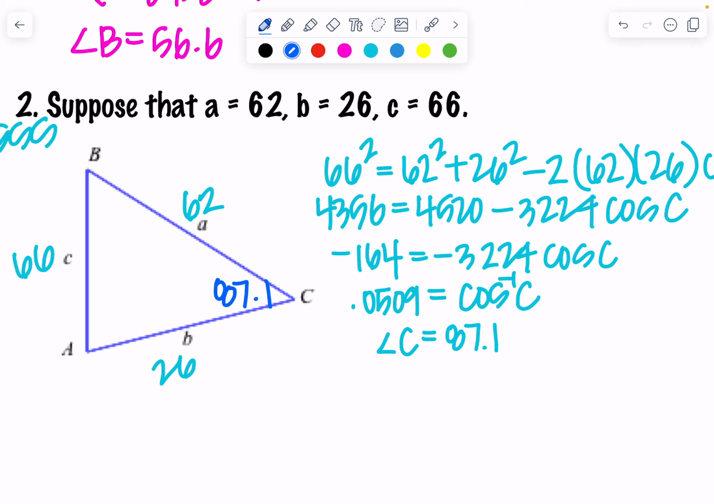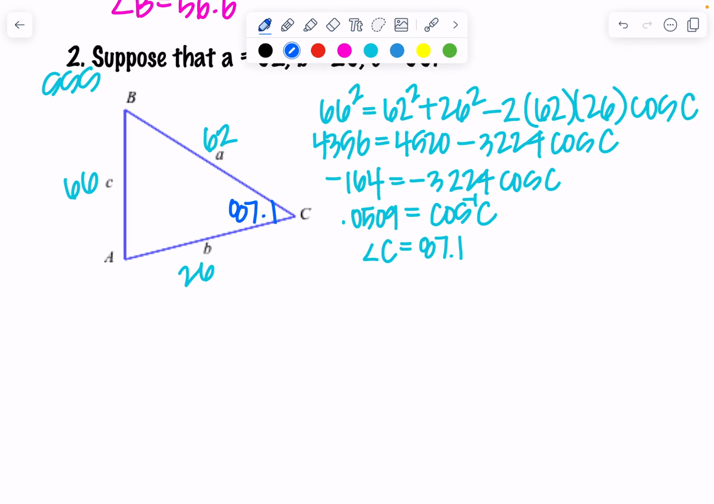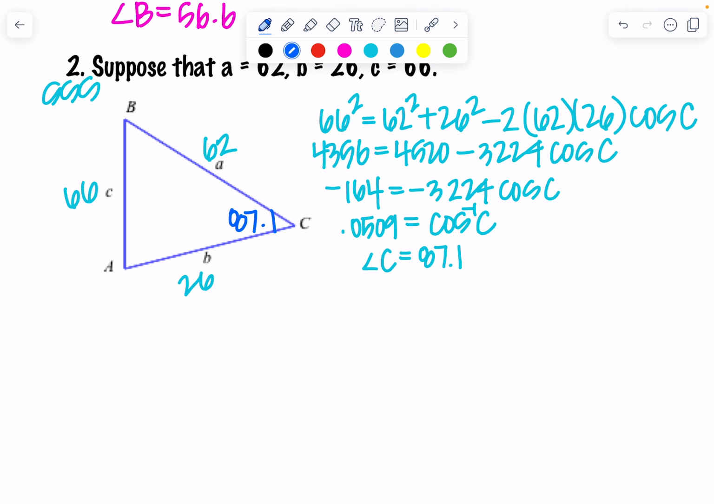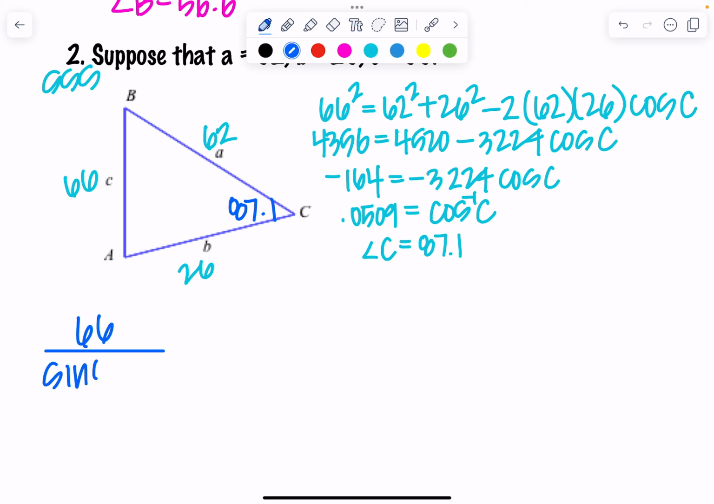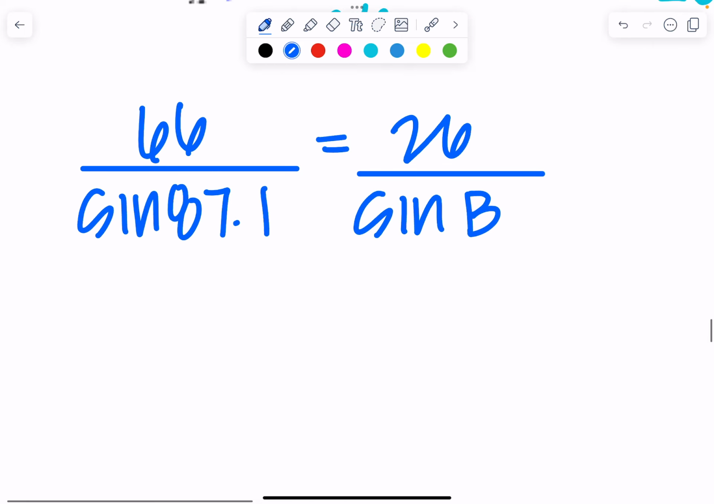Again, now we can use law of sines to solve for any of the other angles. It doesn't matter at this point. We'd solve the big one first, but now we'll just solve for the other angles. All right, so we're going to obviously use these two together because that's going to help us solve the problem. So 66 over sine 87.1. I'll just solve for angle B. So we're going to use 26. So 26 over sine B. And now we are off to the races to solve for that one.